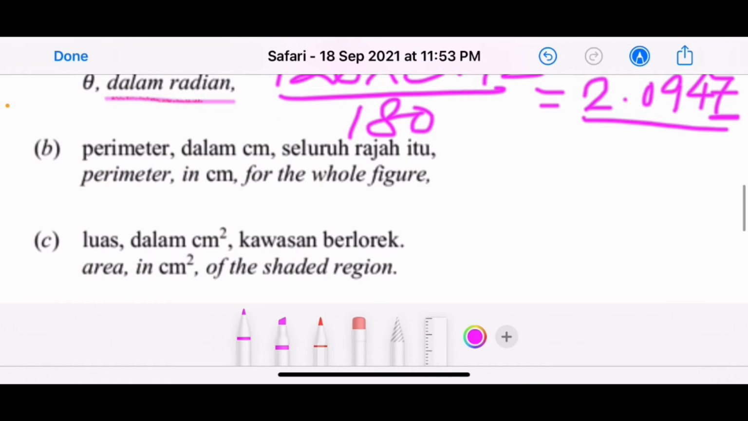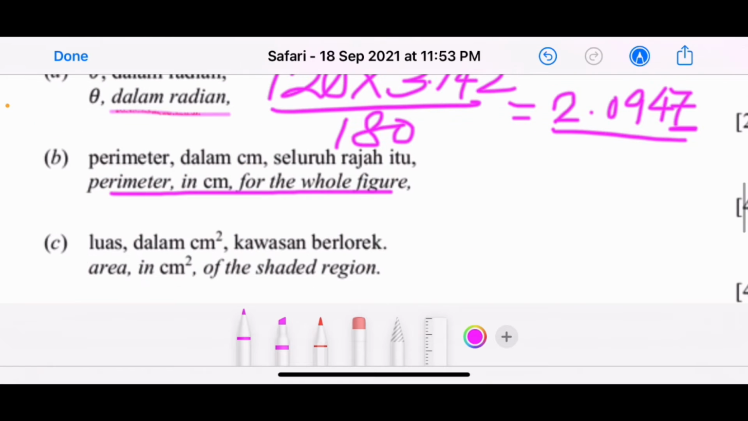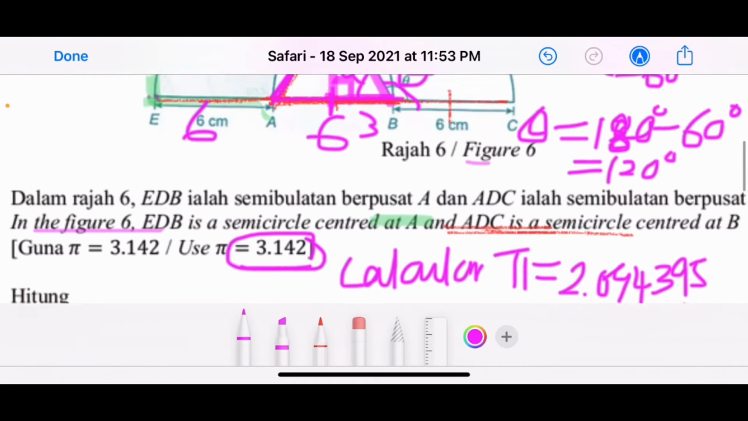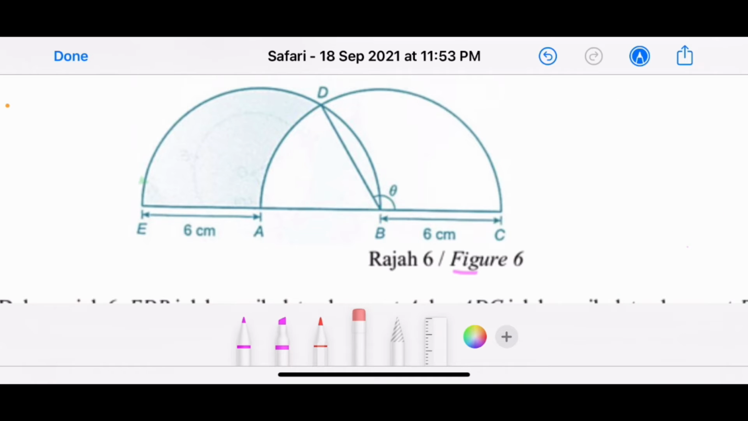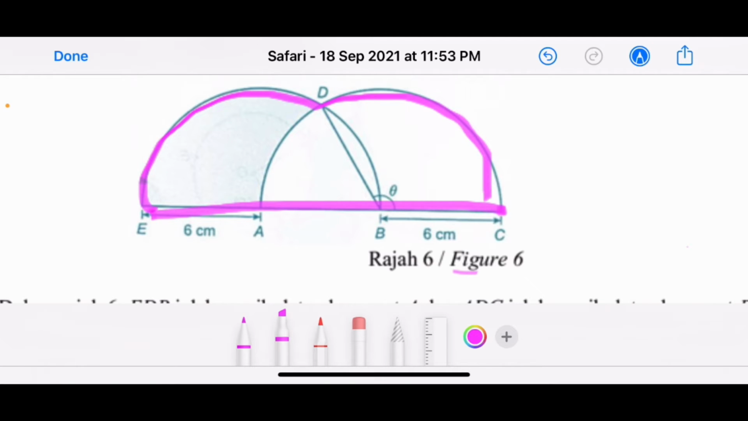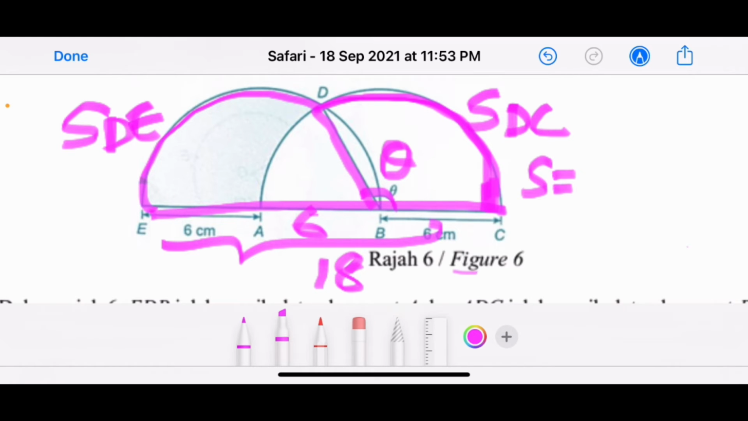Alright, so perimeter in centimeter for the whole figure. Perimeter, whole figure, there's the keyword. Always highlight the keywords: perimeter, whole diagram. So let's highlight the path that we want. We are going to solve it like this. Perimeter is always the whole diagram, this part and this part. So we will find the arc length, because we have arc length DC or CD, arc length DE, and here is 12, this is 18. This one no problem, so we just focus on this one, theta: S equals R theta.